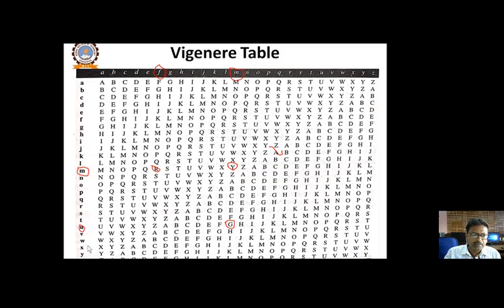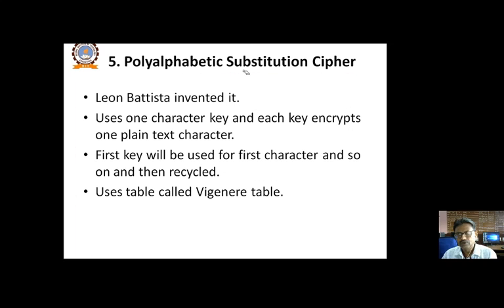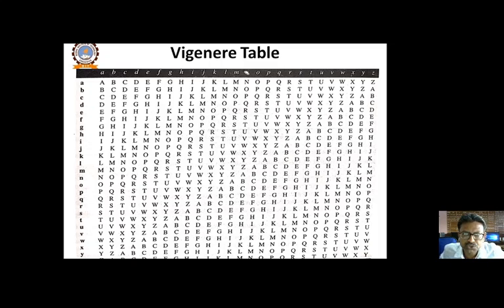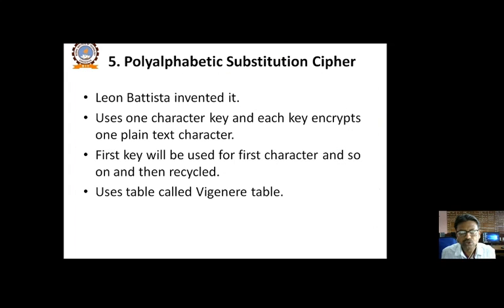So, using this Vigenere table, we will be substituting the individual character. However, it depends on what the key character is. So the key character plays an important role in this substitution cipher, which is known as the Polyalphabetic Substitution Cipher, which uses the Vigenere table and uses certain characters as a key. Each individual alphabet will be replaced by another alphabet depending upon the key character. So this is the method which is called Polyalphabetic Substitution Cipher.